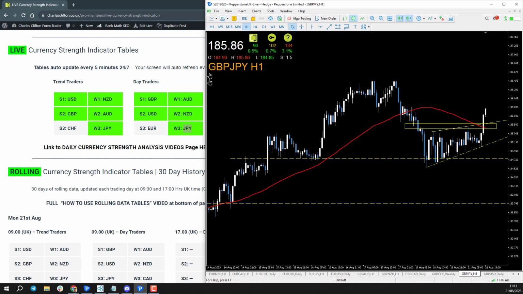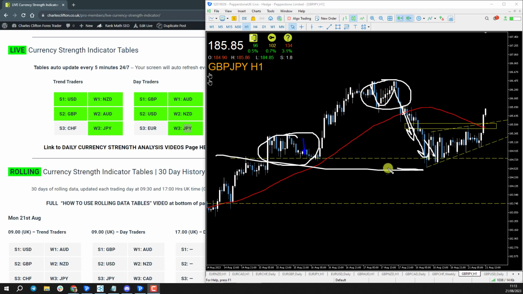With pound yen, you can see in the past we have had those pullbacks. Oops, sorry, that was the wrong tool there. This is the tool I wanted. We have had that pullback come into the markets. We had that little bit of a double top risk off play coming in towards the end of last week. We have now found support at the 184.75.